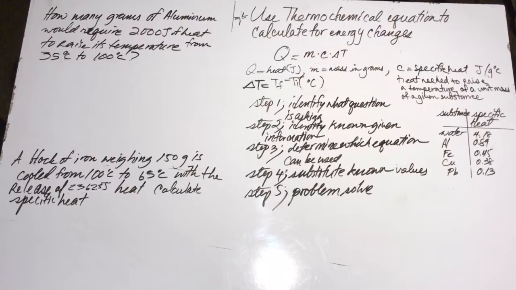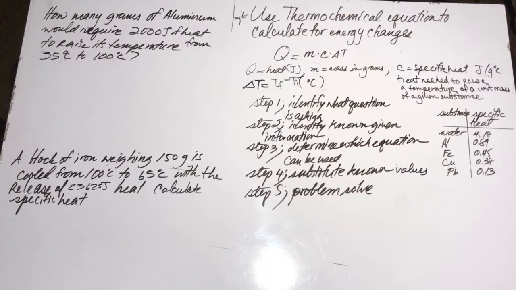This is the second part of the video about thermochemical equations. So we're going to utilize the exact same equation, which is Q is equal to mass times specific heat times change of temperature, to get the amount of heat needed to raise the temperature, or the amount of heat absorbed to cool it down.